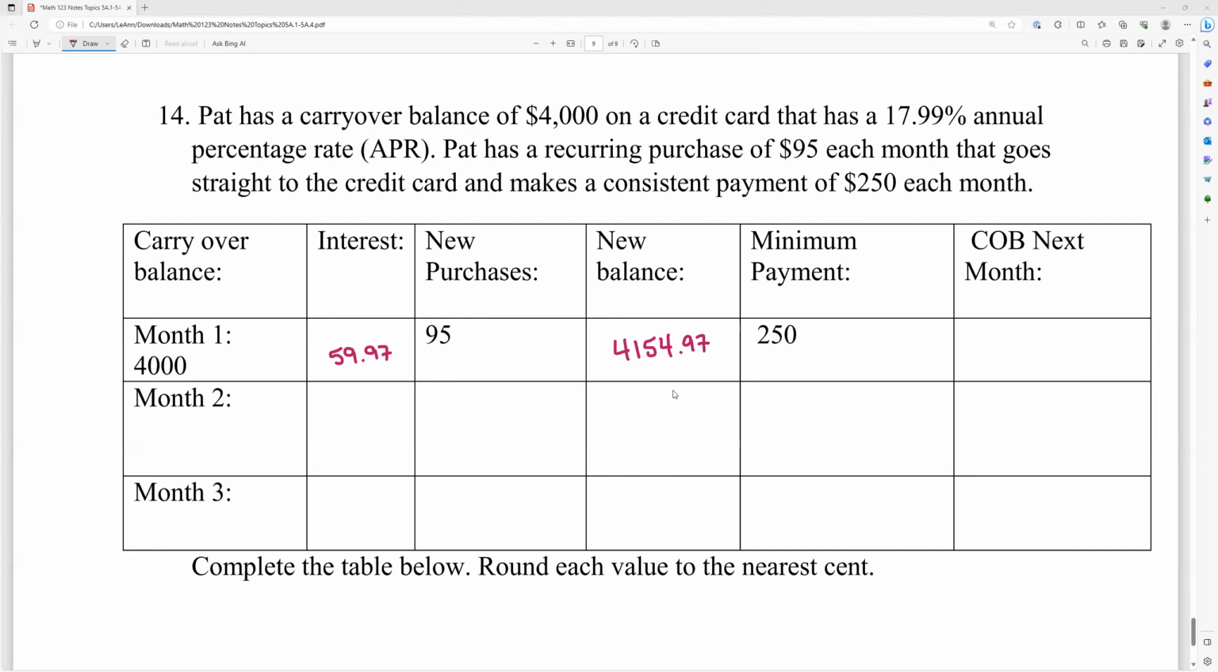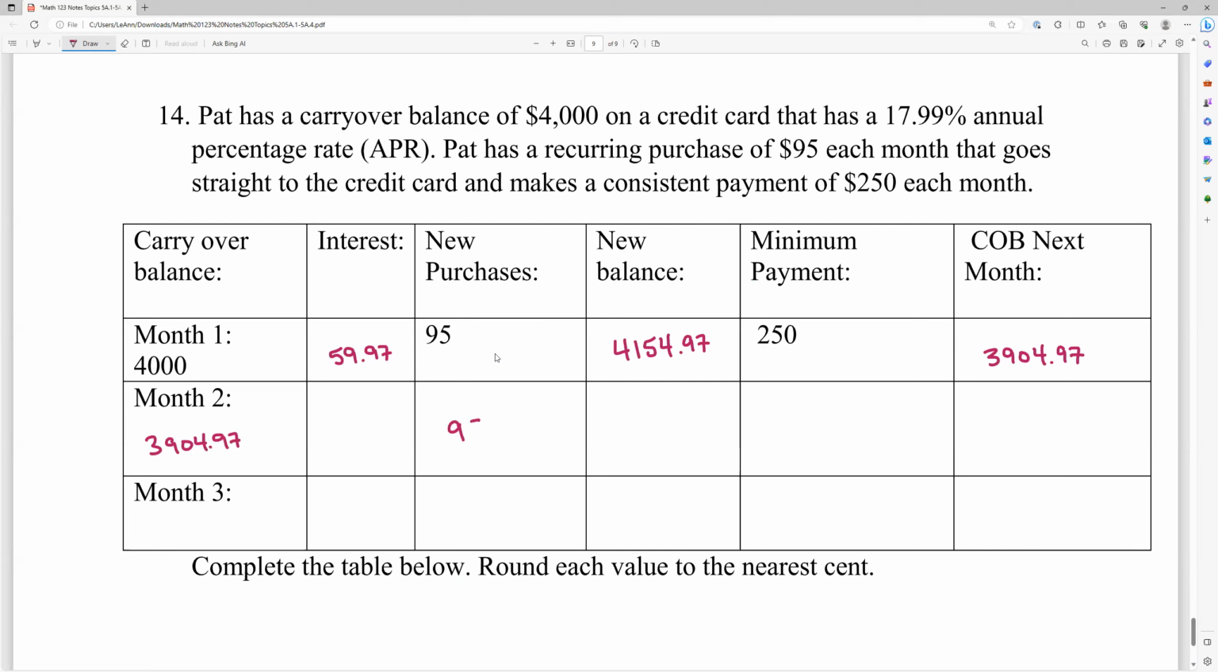Okay. And again, we don't have to calculate the minimum payment. Pat has decided on their own, this will always be $250. Maybe their credit card gives them a pretty low minimum payment and they just know they're not going to pay it off that way. So 4154.97 minus the $250 payment is 3904.97. Okay. So I'm going to write that down here. This is the carryover balance for month 2.